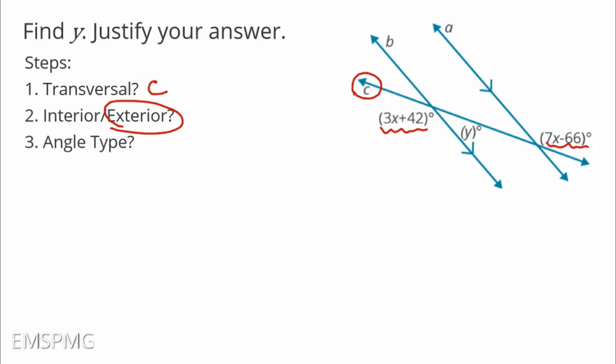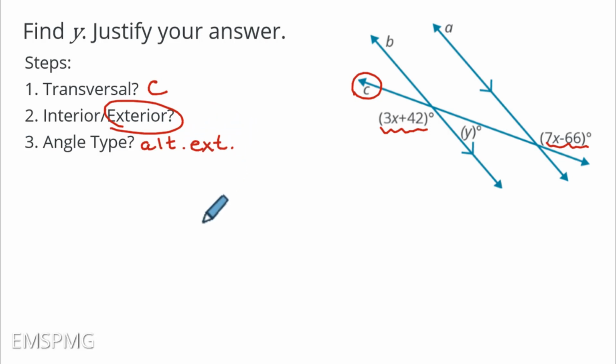Next, do we have an angle type? Since these are both exterior, again, we're just looking at these right now. I know we need to find y, but we're going to focus on these for right now. Is there a special name for these two angles? Well, they are on different sides of C. One's above, one's below, so they alternate. And they are exterior, we just said. So these are alternate exterior angles.